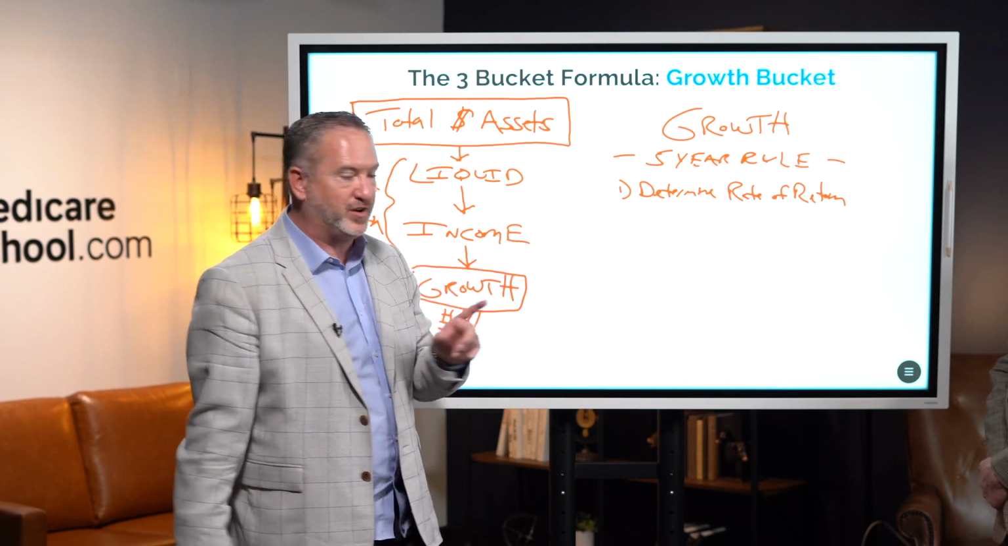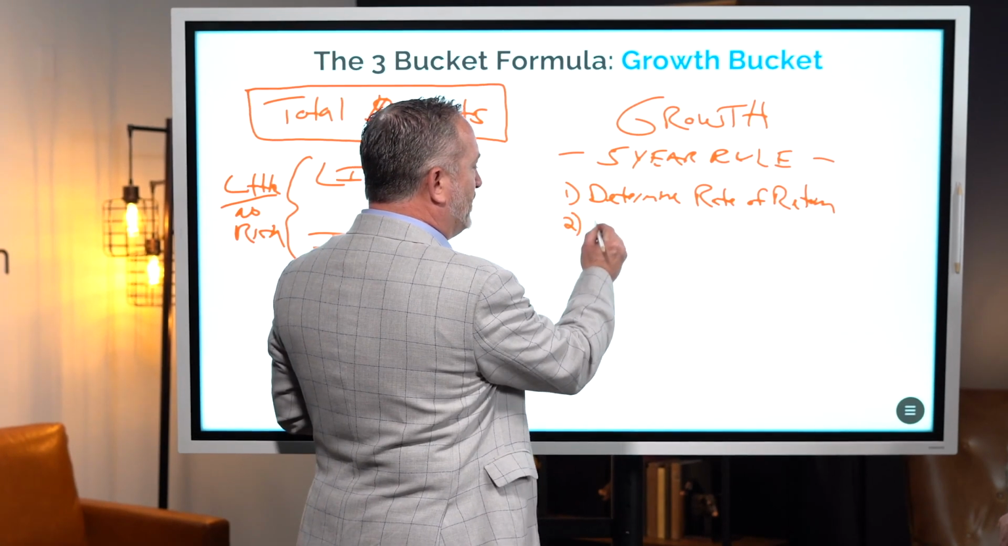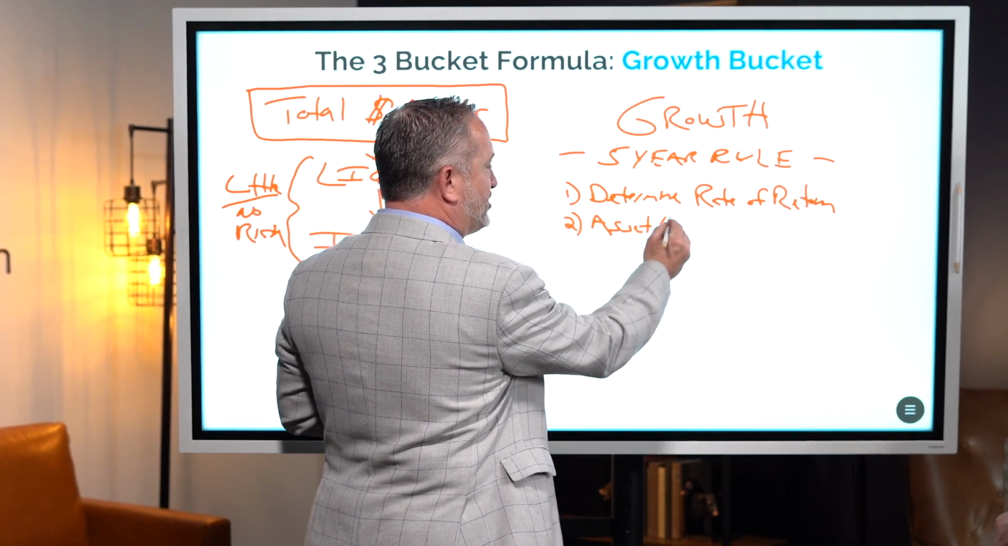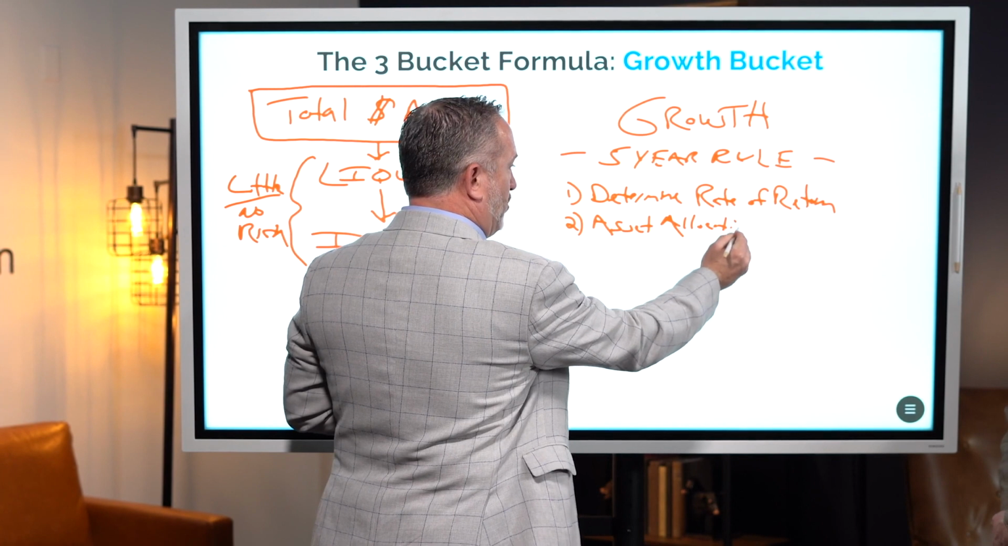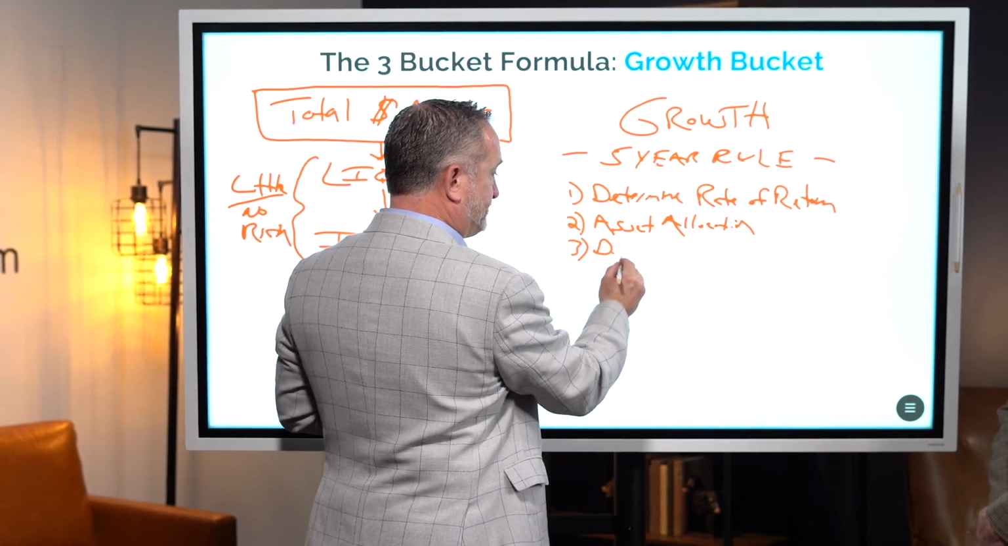So the rate of return is important when we get out here. Number two, this is where we choose asset allocation. And this is where we also want to diversify.